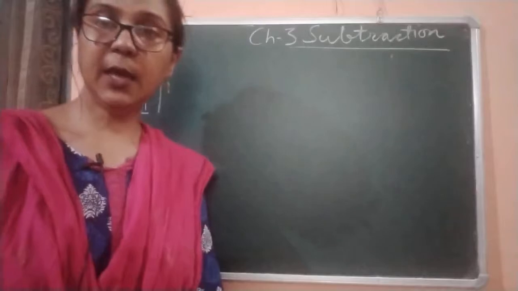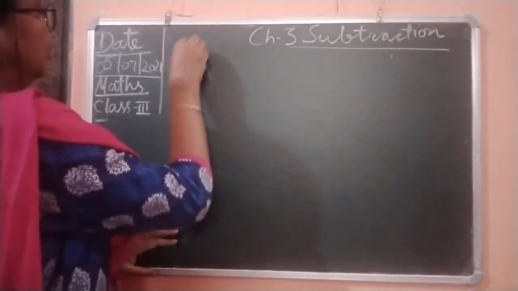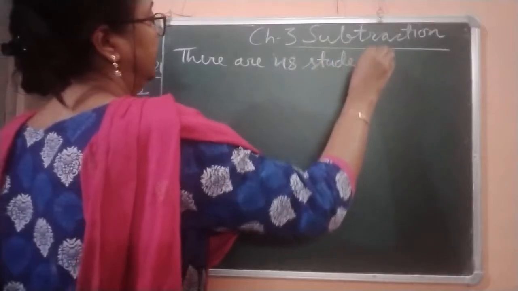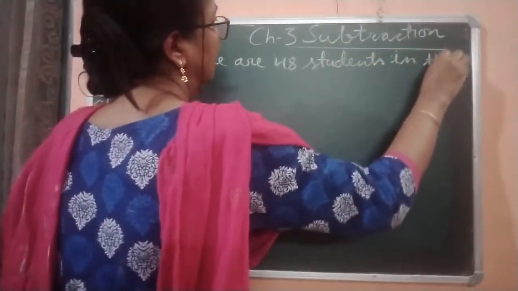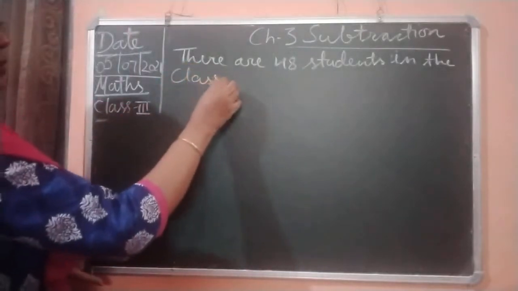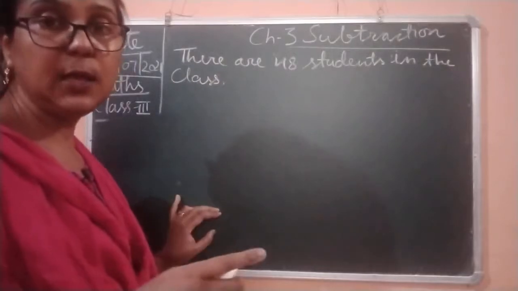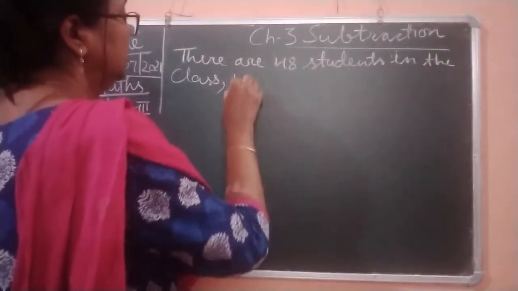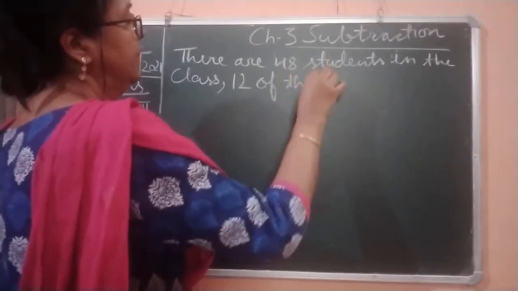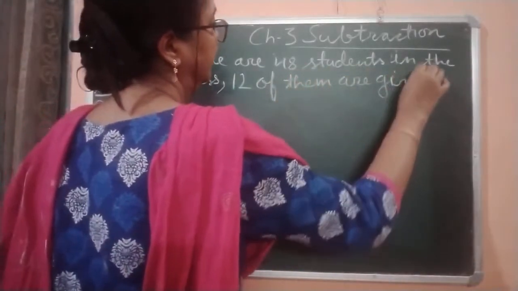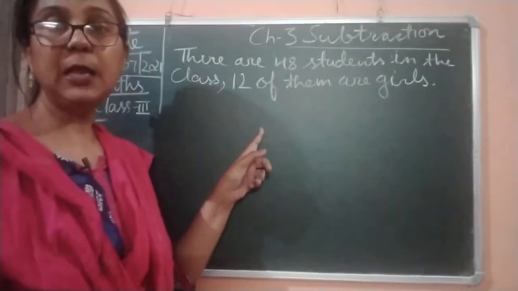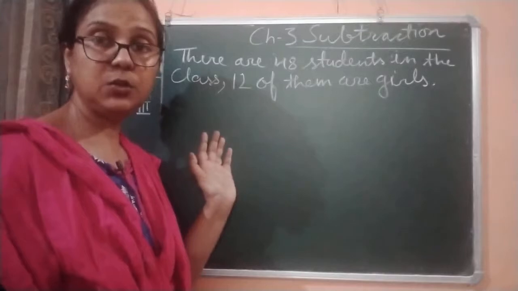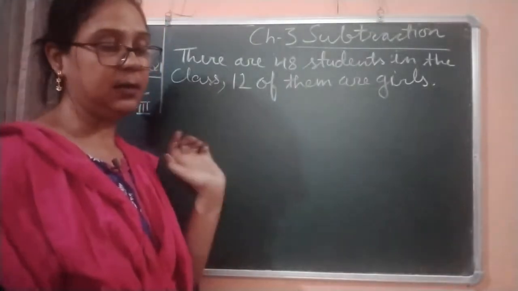There are 48 students in the class. Okay children, so here 12 of them are girls. So first we have to learn the first line of the word problem. There are 48 students in the class, and 12 of them are girls.